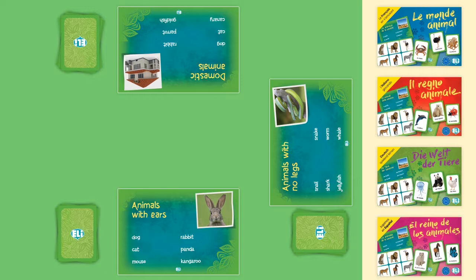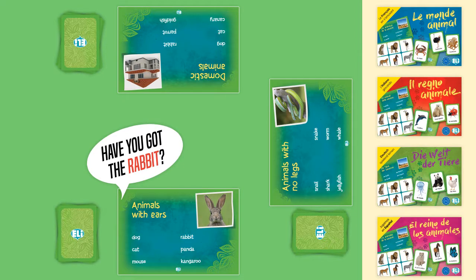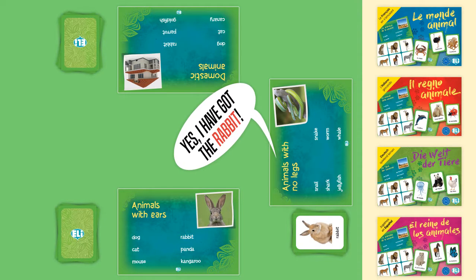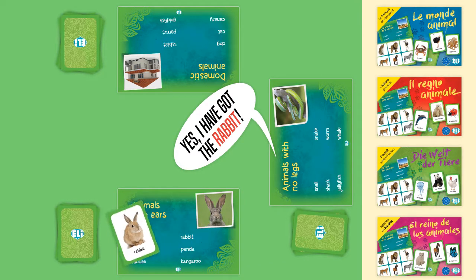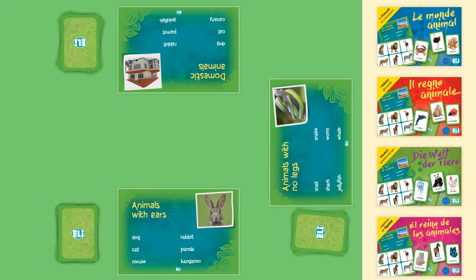So, the first player turns to the player on his or her right and asks, for instance, "Have you got a rabbit?" If the second player has it, he or she must reply, "Yes, I have got the rabbit," handing the card over to the first player, who must thank for that. After getting a card, the first player can go on, asking another player a different question.